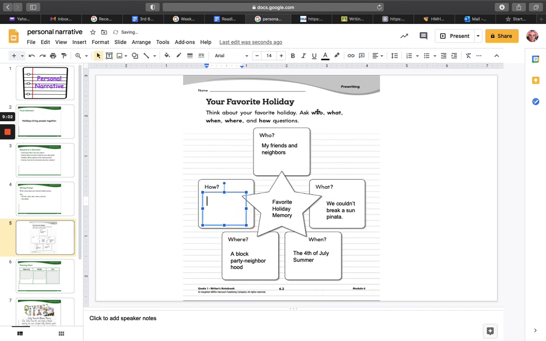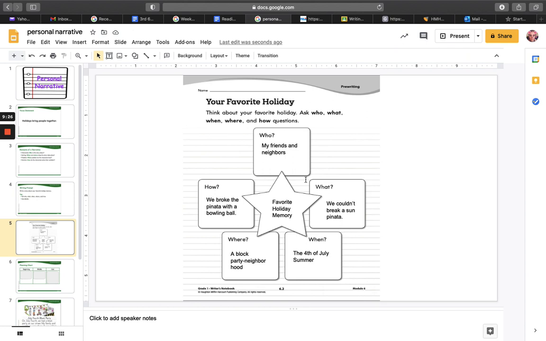What was the solution to this? As the story went on, how did we break that sun pinata? Well, we broke the pinata with a bowling ball. Isn't that crazy? That's so silly. So that's my favorite holiday memory.